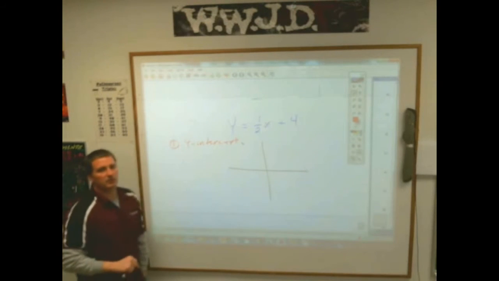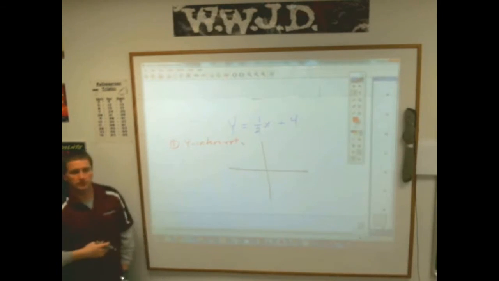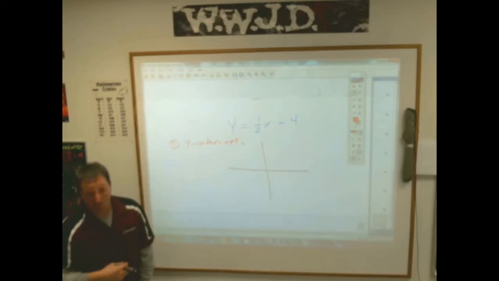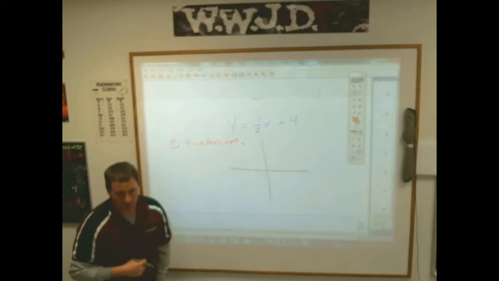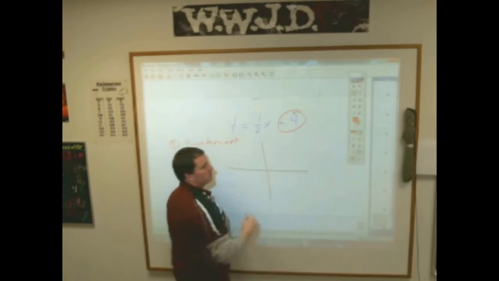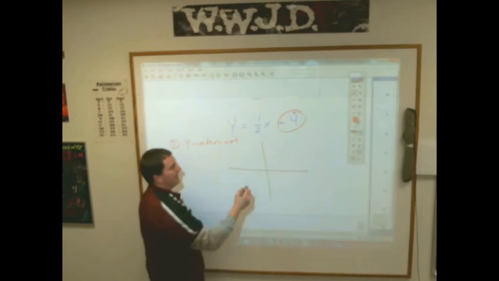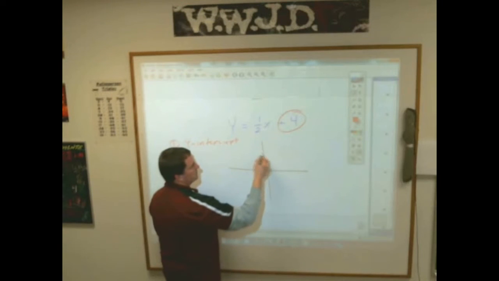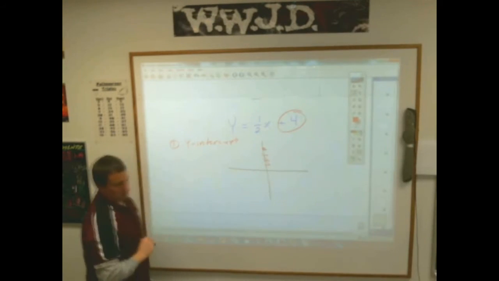Where does this line cross the y-axis, Colton? What is the y-intercept? What is the number at the end of the equation? That's where it crosses the y-axis. So at 4, what is y? It's 4. At 4, there's a dot.